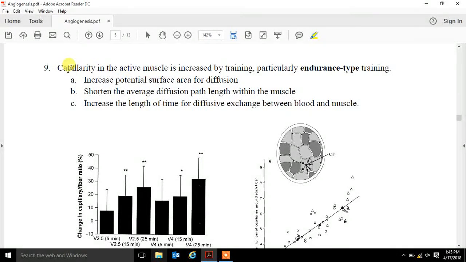We also know that capillarity in active muscles is increased by training, particularly endurance type training. We'll see where that comes into play in a couple of slides. Why is that important? If we increase the capillary density, that increases our potential surface for O2 diffusion. If you believe that the diffusion path is important in humans, then that's going to help, and it's going to increase the length of time for diffusive exchange. With a longer capillary, you're going to increase the potential for O2 diffusion.